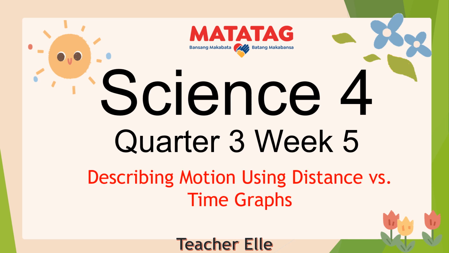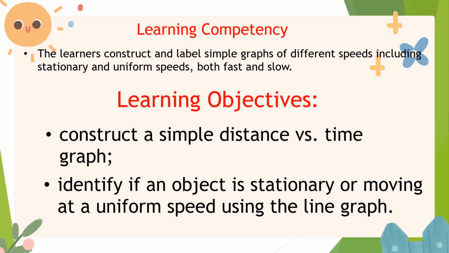Today we will be describing motion using distance versus time graphs. By the end of this lesson, you will be able to learn the following objectives: construct a simple distance versus time graph, identify if an object is stationary or moving at a uniform speed using the line graph.